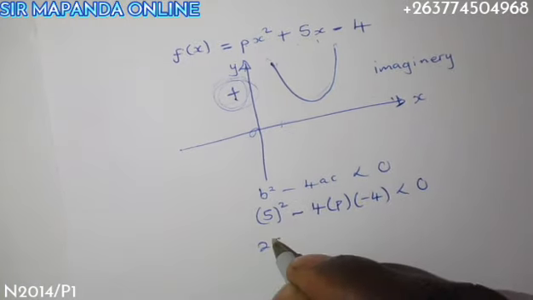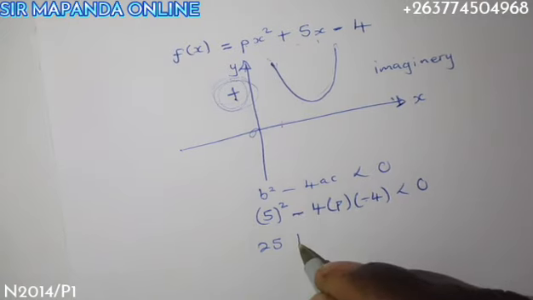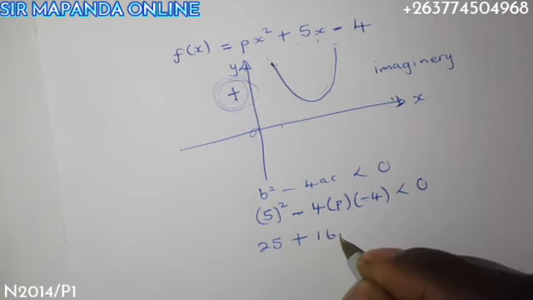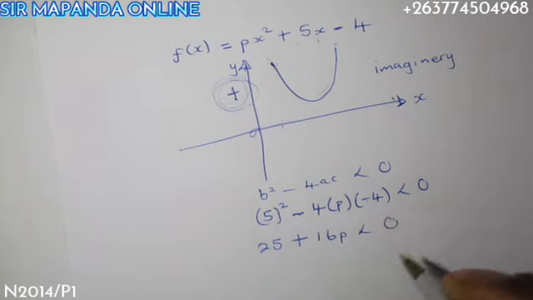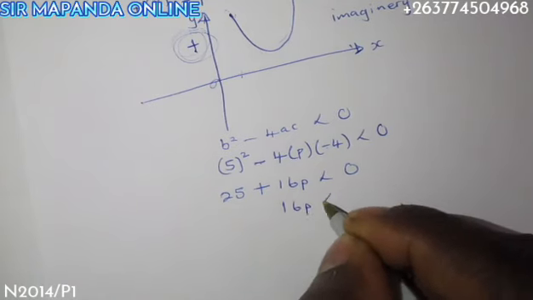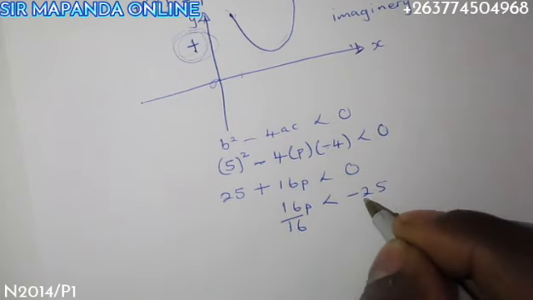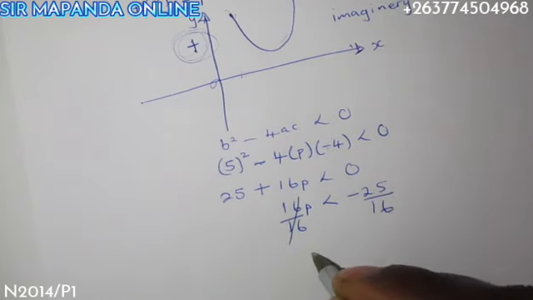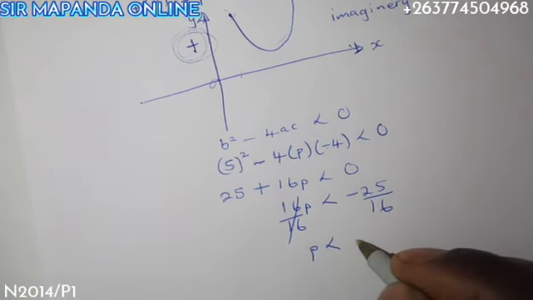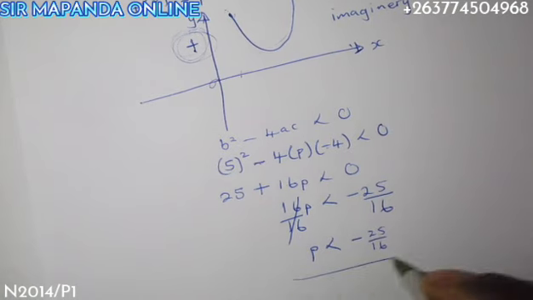So you get 25, right? Minus and minus, you get plus. 4 times 4 times p gives you 16p. It's less than 0. So you now have 16p is less than negative 25. Then you divide both sides by 16. So the range or the set of values of p is p less than minus 25 over 16, and this is your final result.